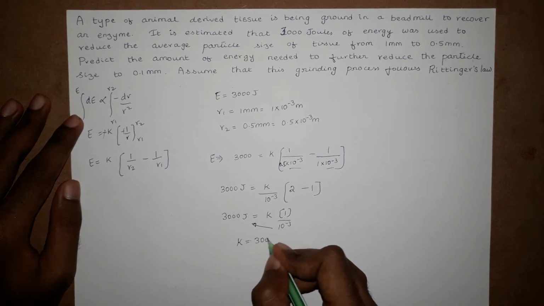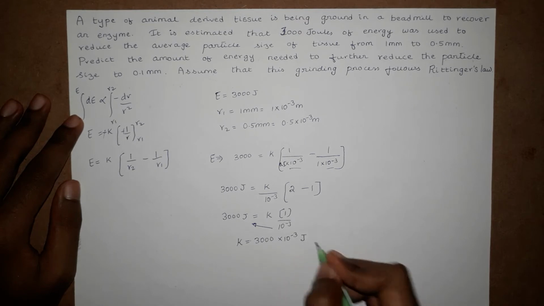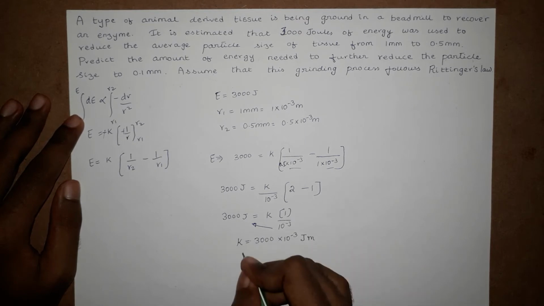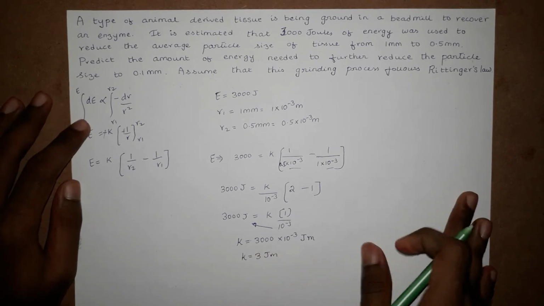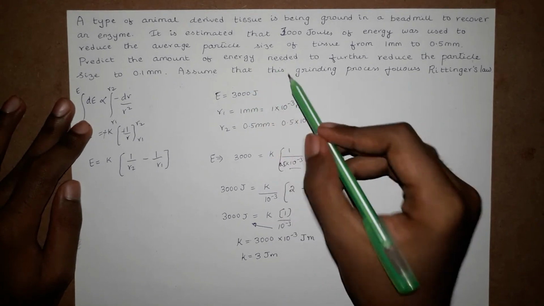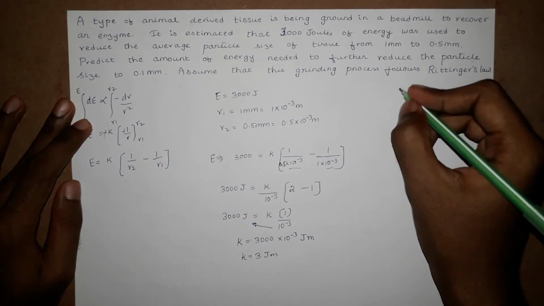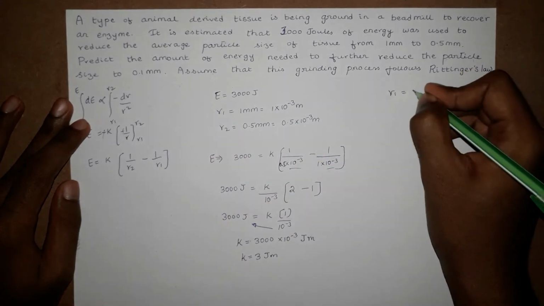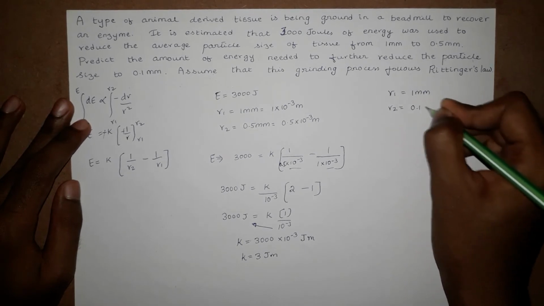So 3000 into 10 raised to the power negative 3 joule meter. So K is equal to 3 joule meter. So we need to find the amount of energy required to further reduce the particle size to 0.1 mm. So the initial size is 1 mm and the final size is 0.1 mm.